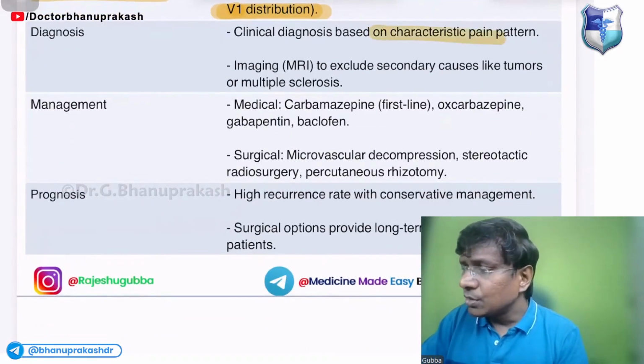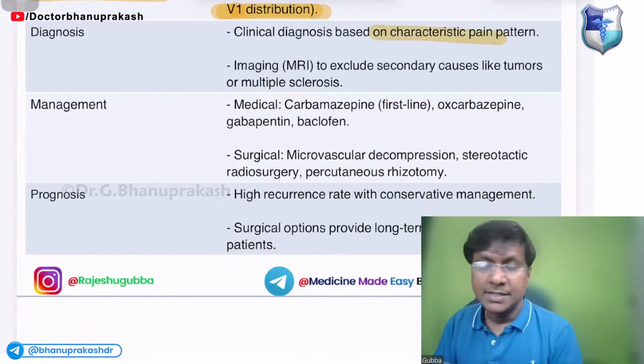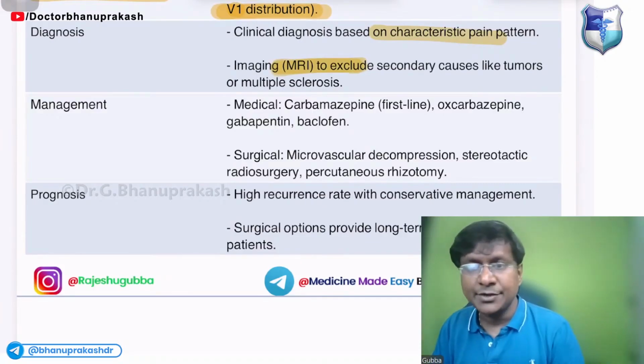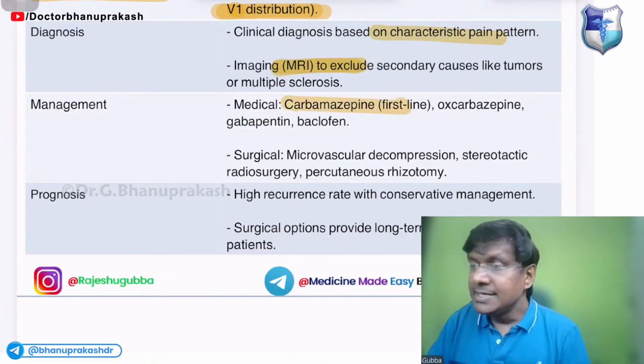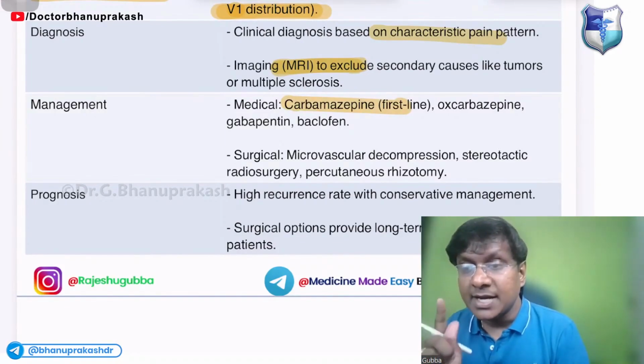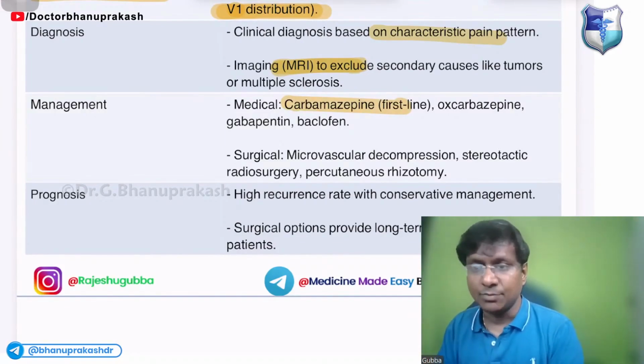And so diagnosis is mainly clinical. MRI is mainly done to exclude secondary causes like tumors. And how do you treat? Drug of choice will be carbamazepine. That will be the first line molecule.